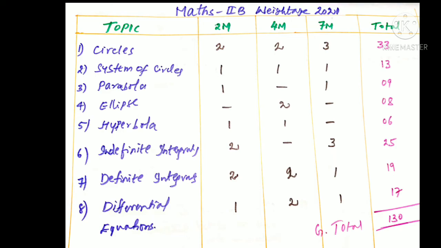I hope this is very helpful to you. Given here is the deleted portion, clearly detailed including the exercises and examples, and also I have given the weightage of 2A and 2B, each and every topic, 2 marks, 4 marks and 7 marks, and the total also.